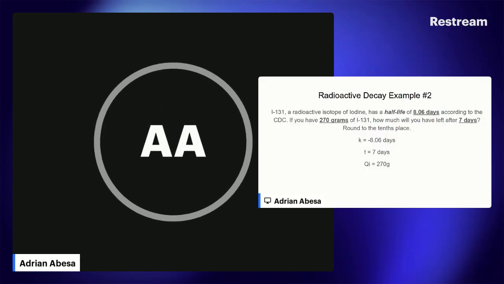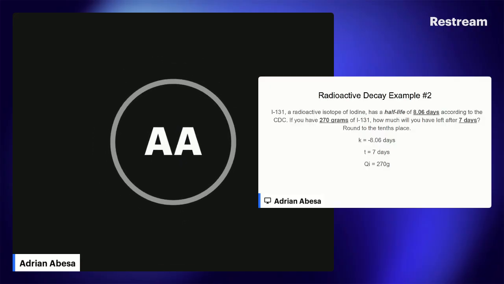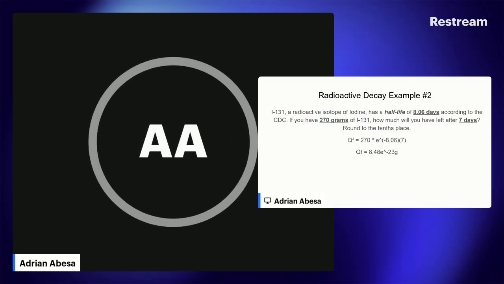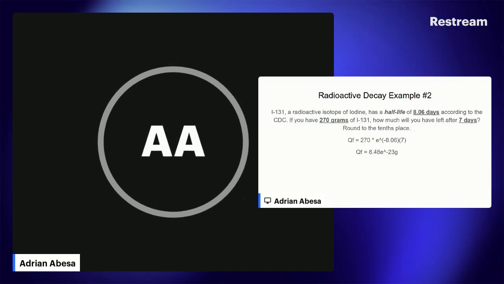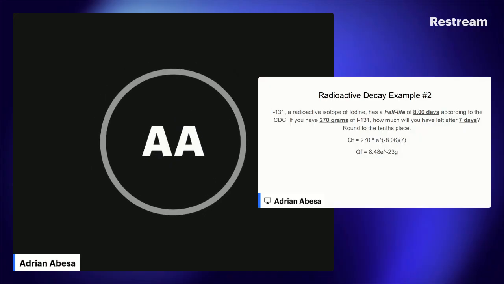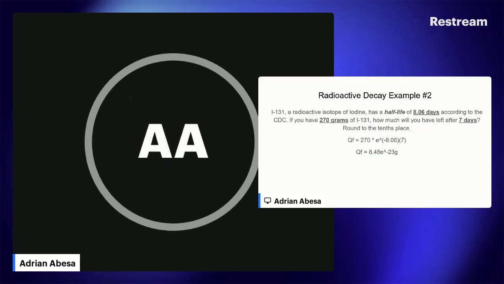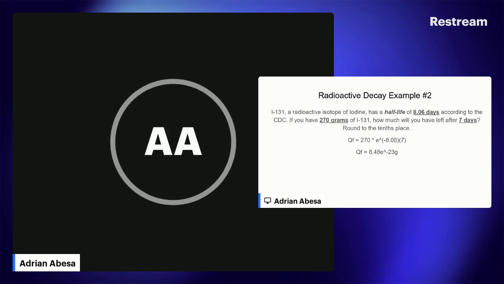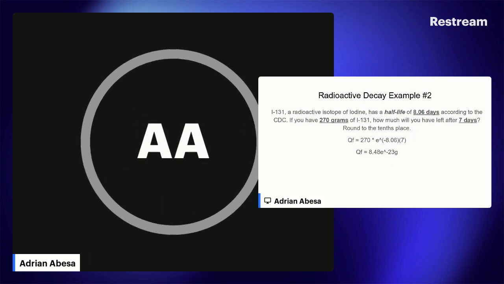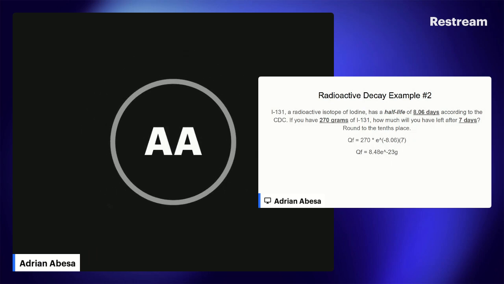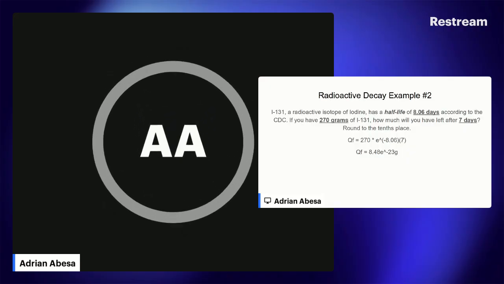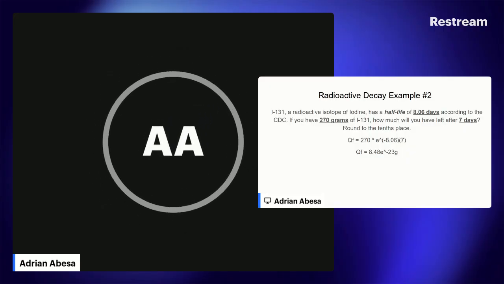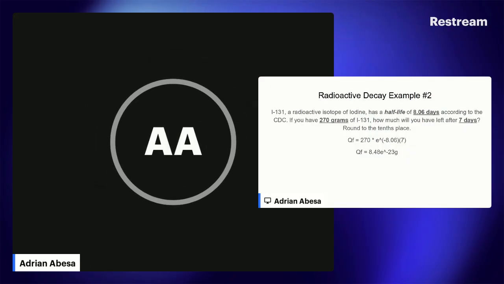And then your initial quantity is going to be 270 grams. Put that all together into the formula, you get 270 times e to the power of negative 8.06 times 7. And your final quantity is this very small number. It's very scary looking at it. But if you round it to the 10th place, it'd be like 0.00. So very tiny number, and don't let it intimidate you.